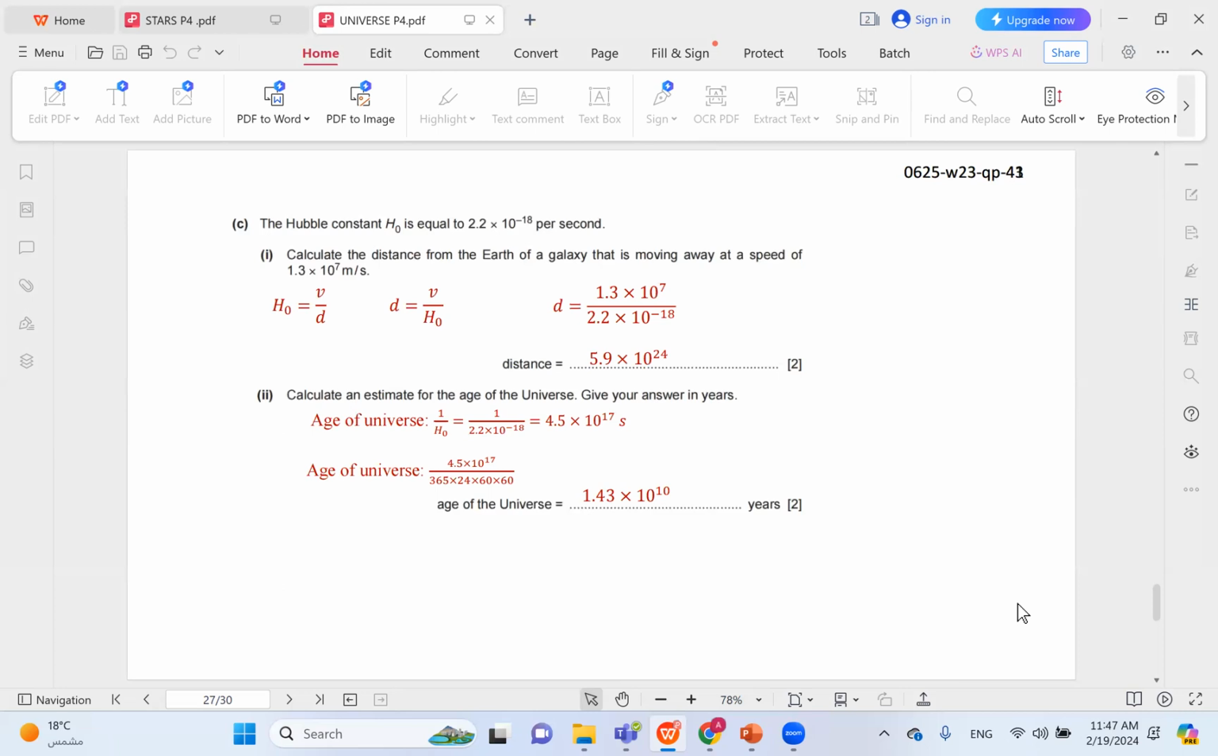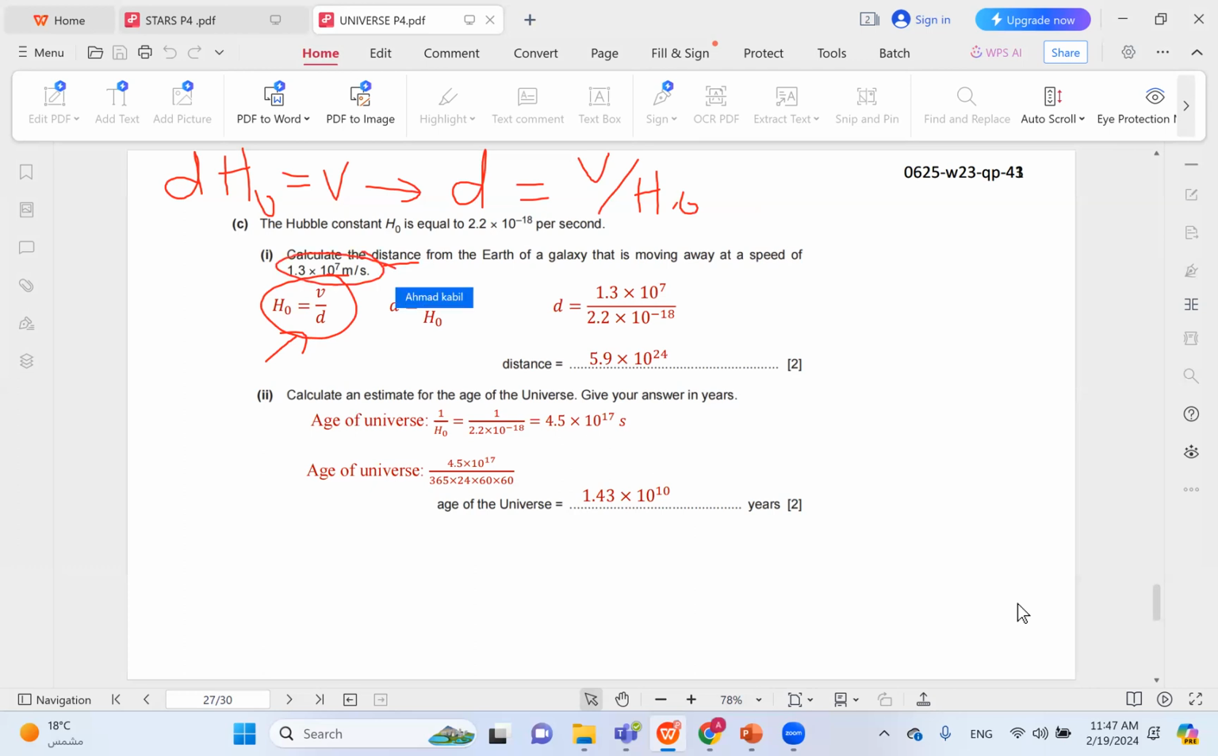We would use the equation. What is the equation? H naught is V over D, like 1 over time. It's velocity over distance. If we want to get the distance, let's isolate the distance in this equation. So d H naught equals V, so d equals V over H naught. By dividing the speed over the Hubble constant, we can get the distance.